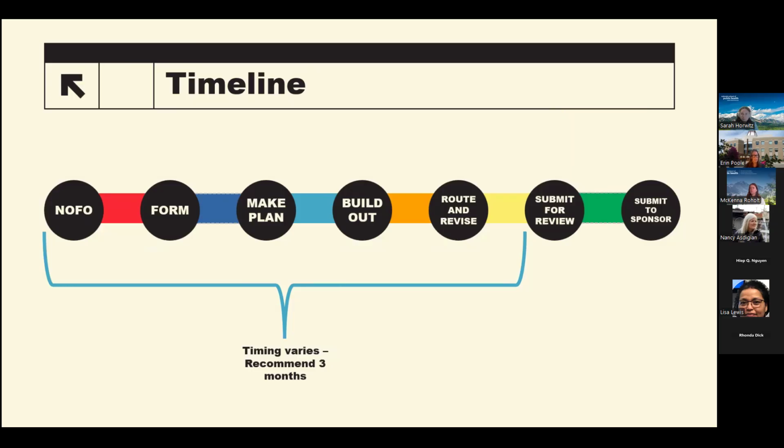Obviously, the timing can vary pretty significantly. If a project is very complex and requires additional external reviews or has a lot of collaborators, it might take longer than one that's more straightforward and the proposal team is small and totally internal. So right now we're going to take a couple slides to have a close look at the timeline shown here in green, from submission to review to submission to the sponsor.